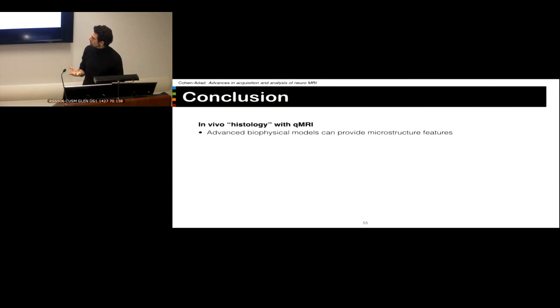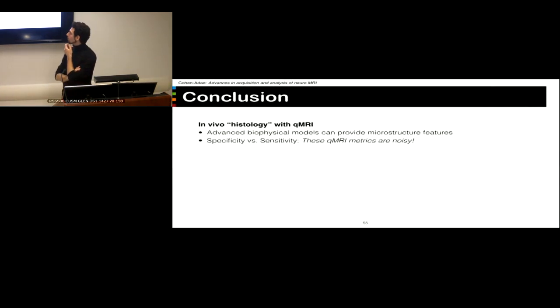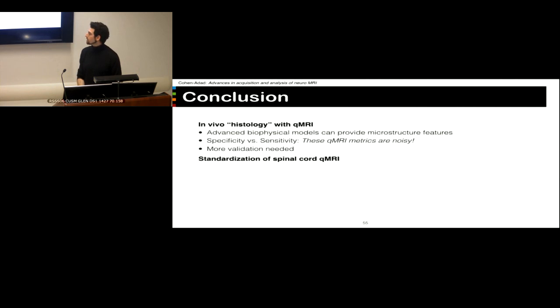So that's summing up my talk. I talked about the concept of in vivo histology with the QMRI. I tried to convince you that we could get some useful information, but I also would like to reassert that those measures are noisy. They are not always very accurate. So validation is key, and interpretation is also key as well.